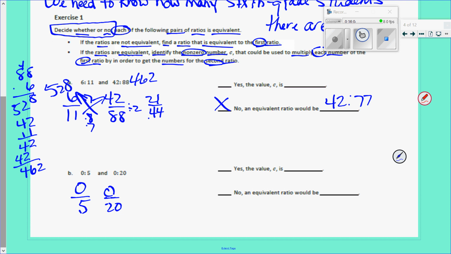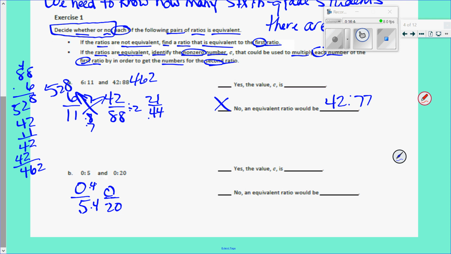Why did you change your mind? Why are they equivalent? Why do you say they are? Because if you do 0 times 4, it's going to get 0, because anything times 0 equals 0. And if you do 5 times 4, you get 20. Awesome! I love your thinking. 5 times 4 is 20. 0 times 4 is not 20, it is 0. Thank you.